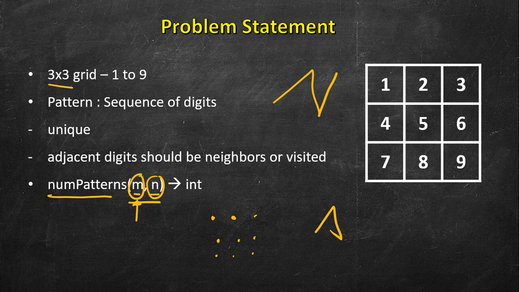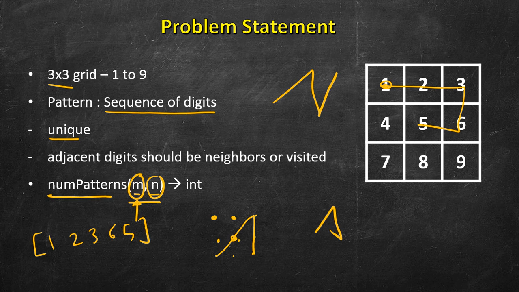8, 9. And the condition is that when you draw a pattern, all the digits in the sequence, so a pattern is a sequence of digits here if you represent each value by a number, should be unique. All the digits should be unique. So for example, let's say this is the pattern 1, 2, 3, 6, 5. This is a valid pattern.